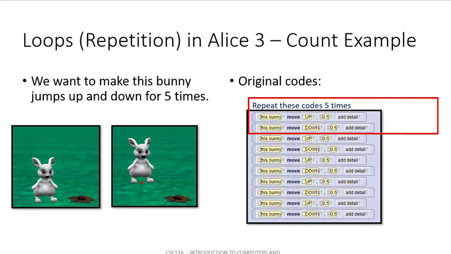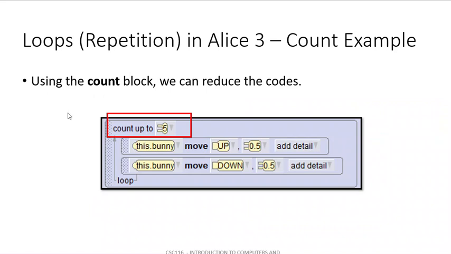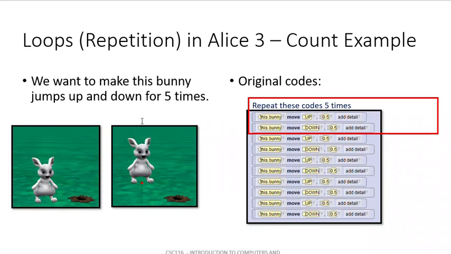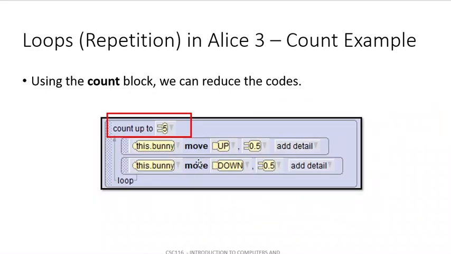Okay, but if you use count, count up to 5. Yang ni bergantung lah you nak bunny tu lompat berapa kali, you put the value there. Okay, this bunny move up 0.5 and then this bunny move down 0.5. Okay, so loop. Automatically Alice will execute these two statements 5 times. Okay, you boleh jimatkan. Maksudnya instead of writing 10 lines of the same statement, you can just put these two and then the count up block.